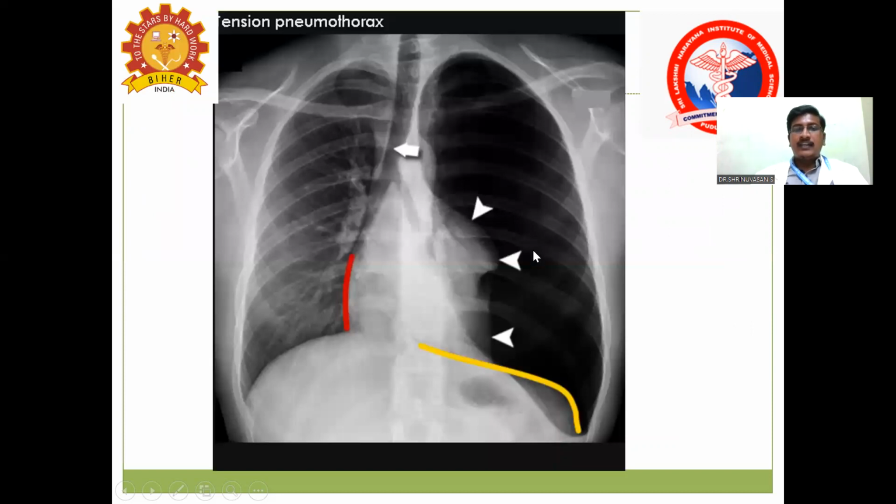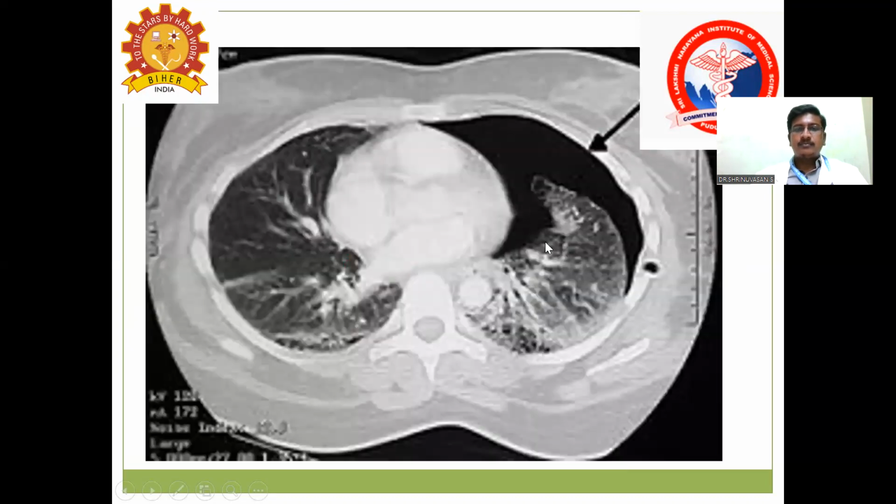This is a film of tension pneumothorax, where you can see the air-filled dark structure here within the pleural space, compressing the lung, causing collapse of the lung, and the trachea is pushed to the contralateral side. You can see the hemidiaphragm is pushed downwards. So this is called tension pneumothorax. This is a CT film. You can see the air-filled structures between the pleural spaces, resulting in collapse of the lung.